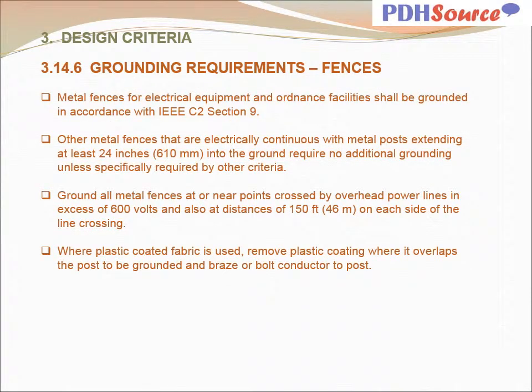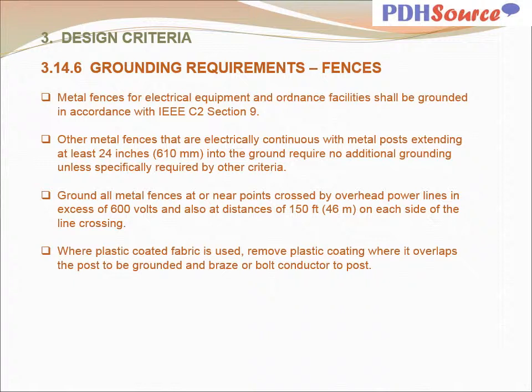Metal fences for electrical equipment and ordnance facilities shall be grounded in accordance with IEEE C2 Section 9. Other metal fences that are electrically continuous with metal posts extending at least 24 inches into the ground require no additional grounding unless specifically required by other criteria.